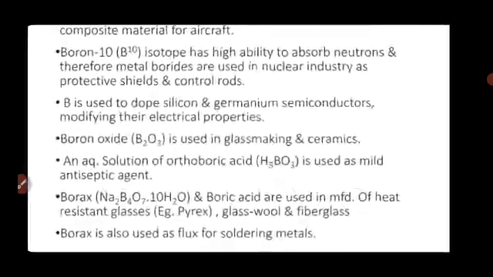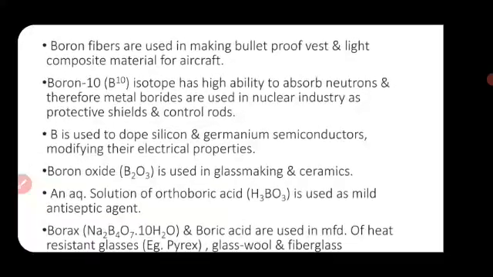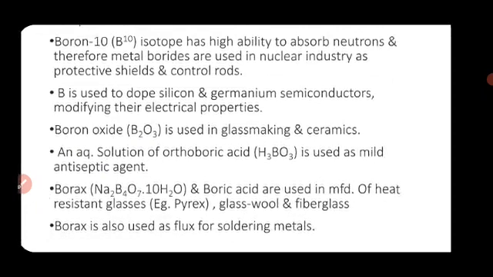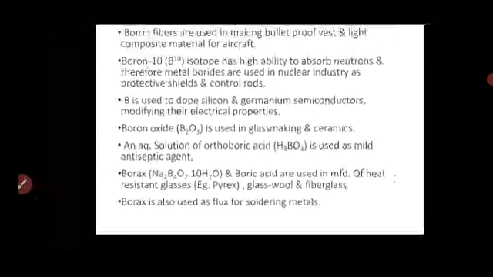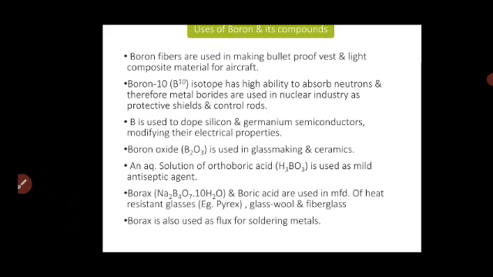Then very special use of boron is to dope with silicon and germanium to improve its electrical properties. I hope you have heard about the semiconductors, p-type and n-type semiconductors. In that, boron is used to dope with silicon and germanium. Okay. Even our glass apparatus used in laboratory is made up of borosil, in that boron is used. Okay. So other properties you can read it.